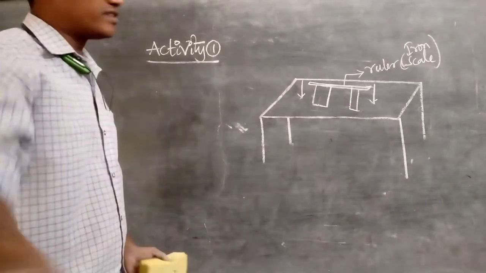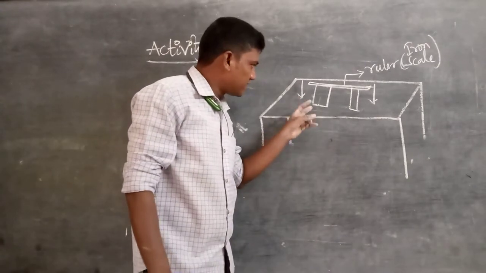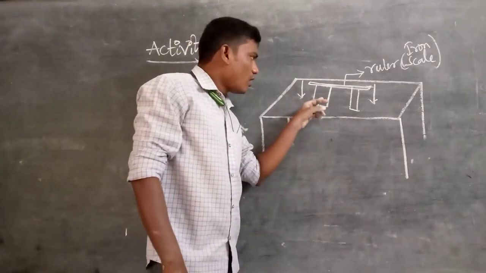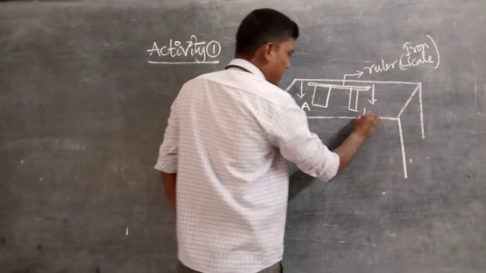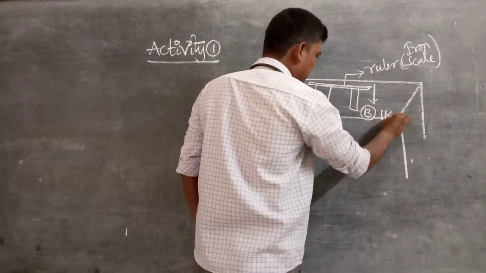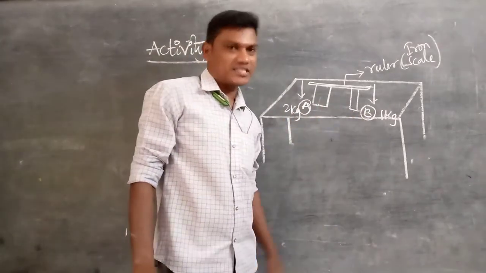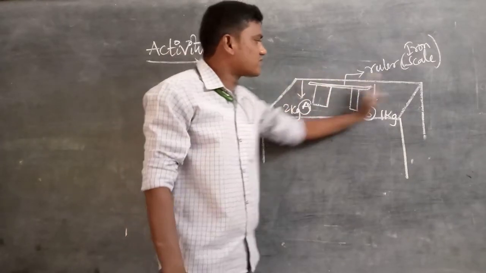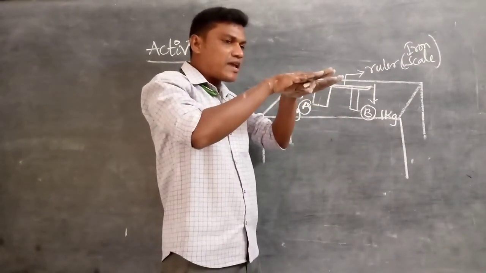So here we are observing that, first of all, we take two bricks of different masses. For example, this is brick A, this is brick B. We consider that brick A has 2 cases and brick B has 1 case. So you take two bricks of different masses. Now these two bricks we place on the horizontal surface of the table, initially at the same position.